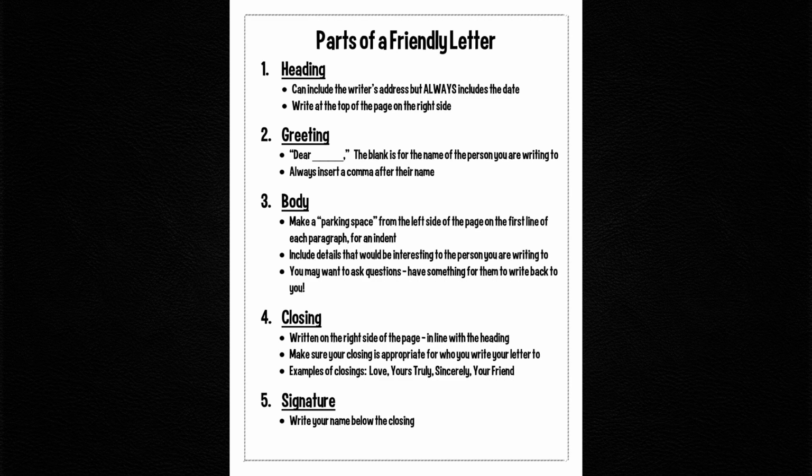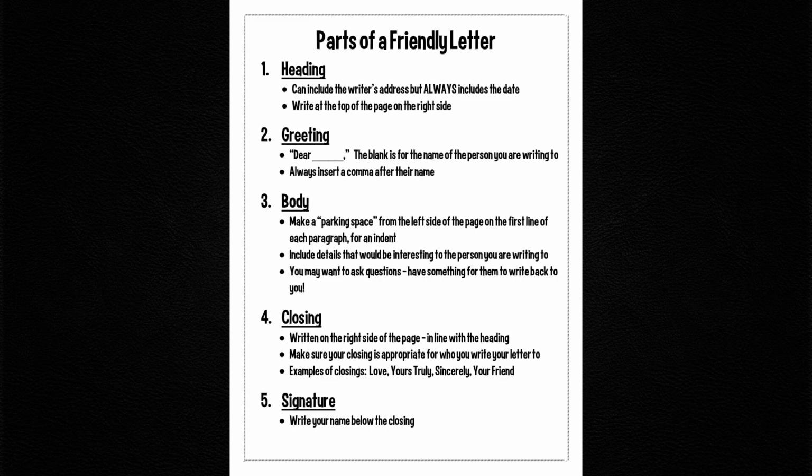The second part of a friendly letter is the greeting. This is going to say, Dear John, or Dear Jim, or Dear Susan, whatever you call the person that you're writing to. On this document, we have Dear Blank, and the blank represents the name of the person that you're writing your friendly letter to. Next, you're going to always insert a comma after the person's name in the greeting.